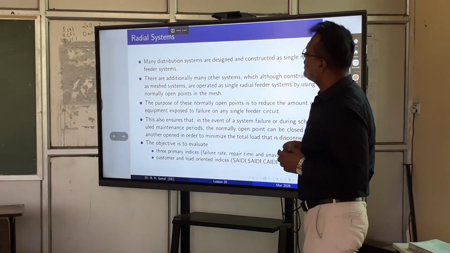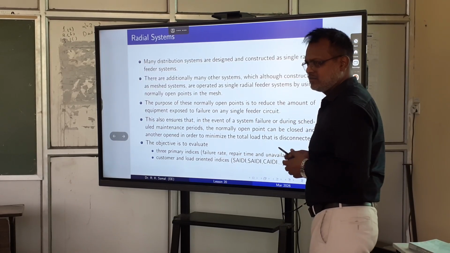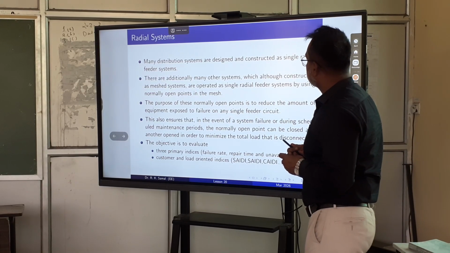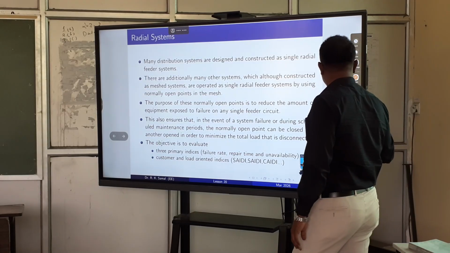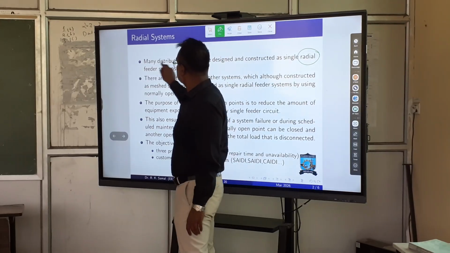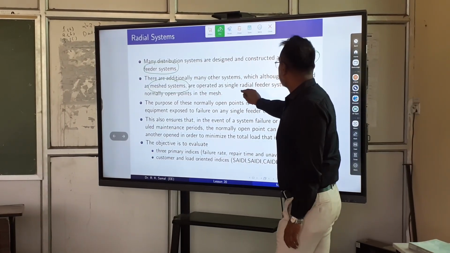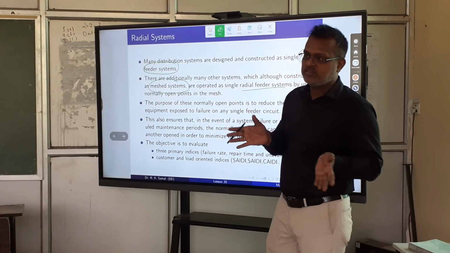As you know, most of the distribution systems are radial systems, because they are very simple to construct. Many distribution systems are designed and constructed as single radial systems. There are additionally systems which are constructed as mesh systems and operated as single radial feeder systems. So two kinds of systems are there: radial systems and mesh systems. But mesh systems are sometimes operated as radial by using normally open points in the mesh. So if you open a point in the mesh, it becomes radial.